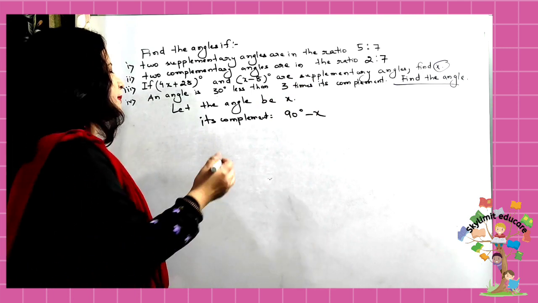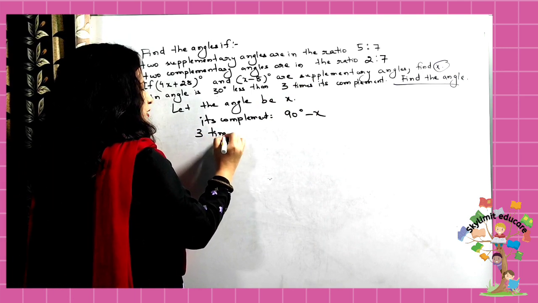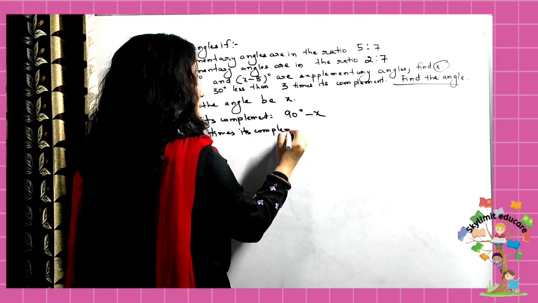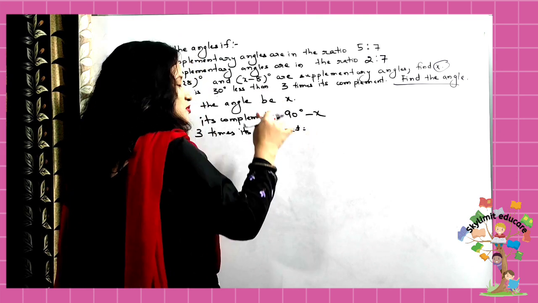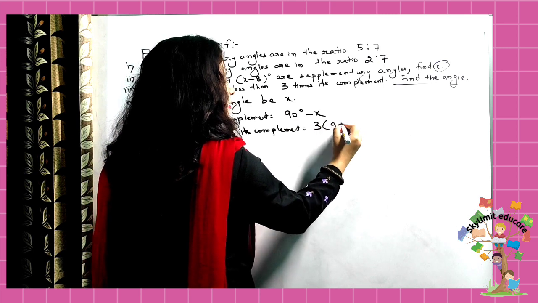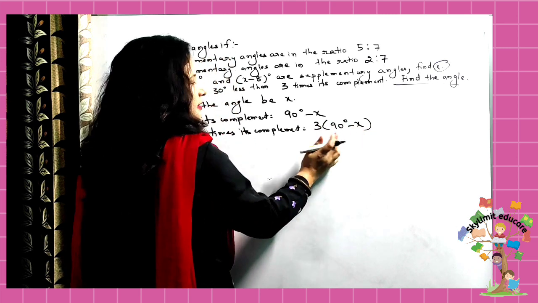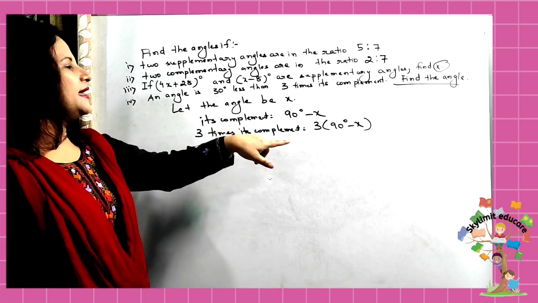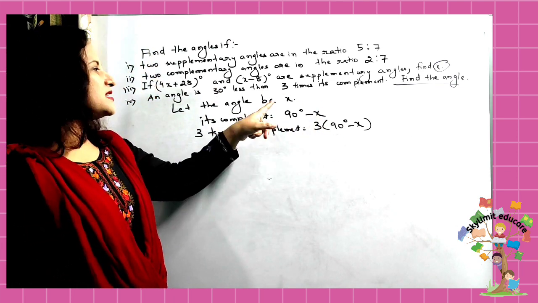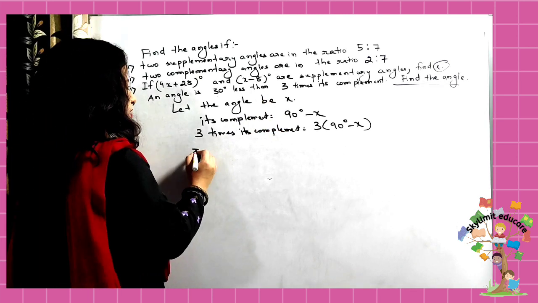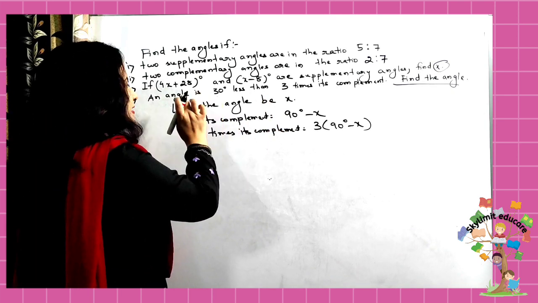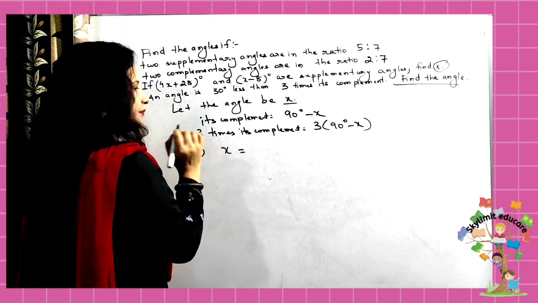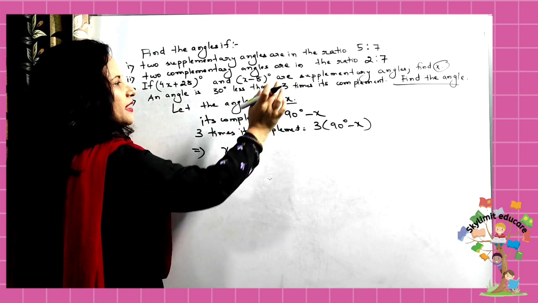3 times its complement. I am just showing you stepwise, okay? 3 times of the complement means it is 3 times 90 minus x. So an angle is 30 degrees less than that. What is the angle? The angle is x. Now let us make an equation. The angle is equal to 30 less than 3 times its complement.